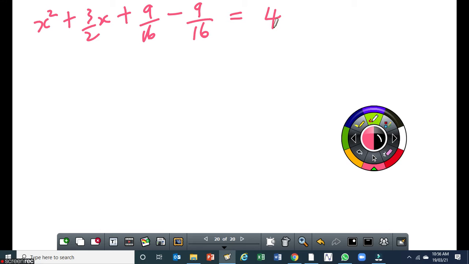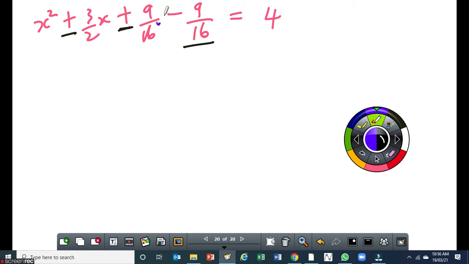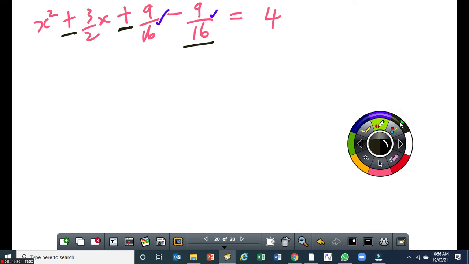Now, your perfect square trinomial, by now you should know how it looks. So here, all you have to do is take this minus 9 over 16 to the right. Because the second sign in the perfect square trinomial is always a plus. The first one can be a minus or a plus, but the second one is always a plus. So among this one and that one, the one that you have to take to the right hand side is the negative one. Always take the negative one to the right.